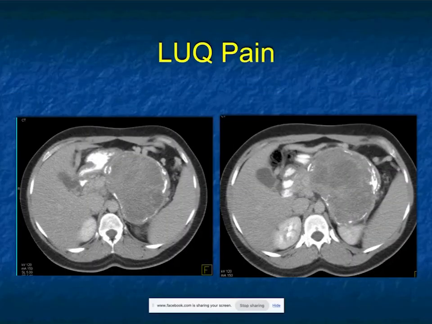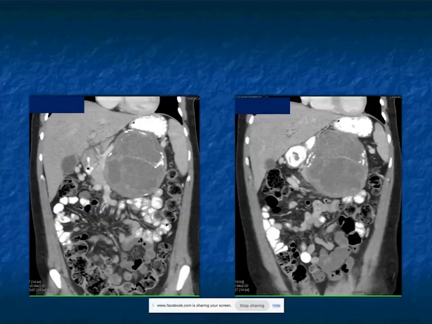Left upper quadrant pain, large mass, which is arising from the pancreas, has coarse calcification. You could think about an MCN, they can have calcification, but they're more cystic. You could think about a serous cystadenoma. They can have rim calcification, but that would be uncommon. And the soft tissue density of this, you're really talking about a cystic and solid lesion with calcification.